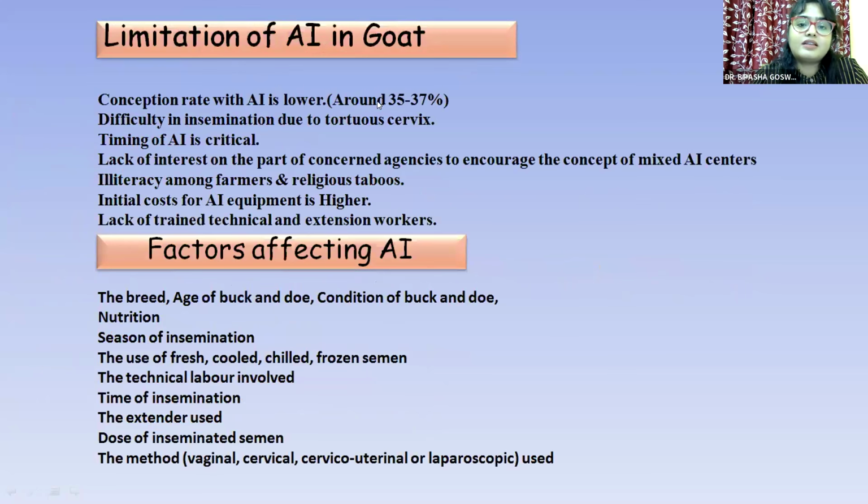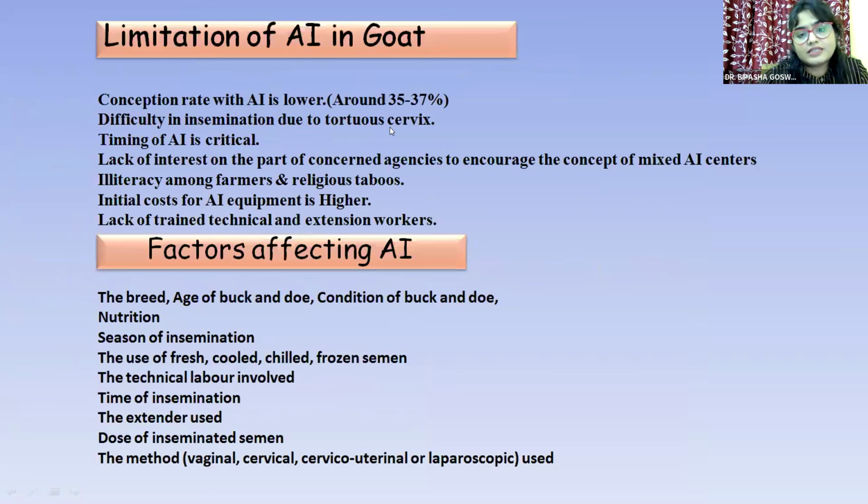In goat AI, we have found that the conception rate is very low. When we perform the cervical method, the conception rate is a little low. But if we perform the AI through the laparoscopic method, the conception rate is a little bit higher, around 35 to 37%.